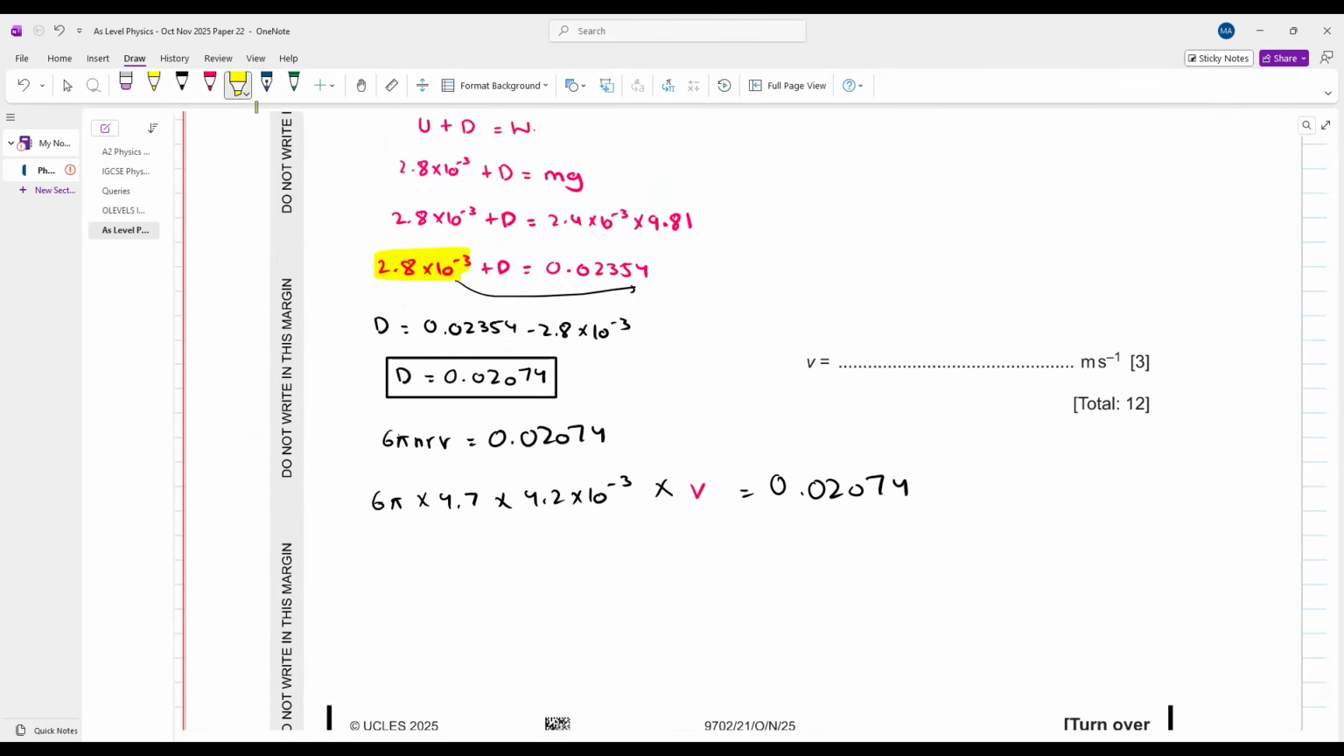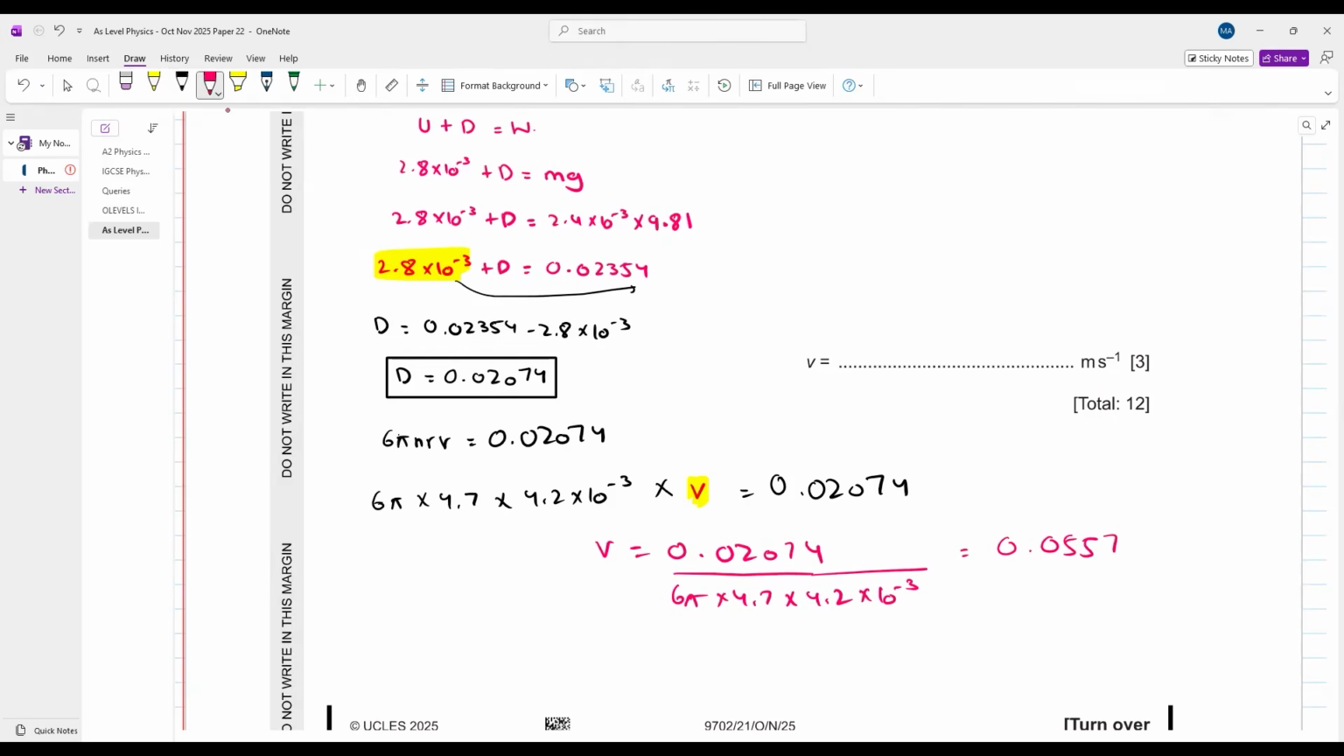0.02074. Can you calculate this velocity v? Yes, निकाल सकते हो easily. 0.02074 divided by what? 6 pi 4.7 into 4.2 10 raised to the power of minus 3. Let's calculate the answer. This is a lot of calculation. I hope we get the correct answer. The answer of velocity comes out to be what?